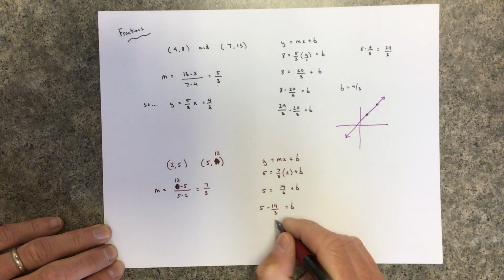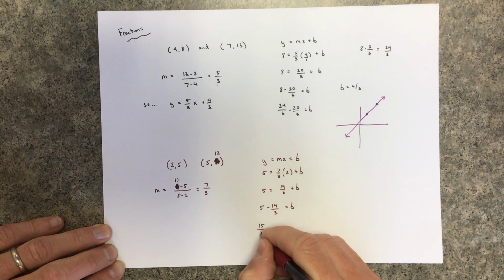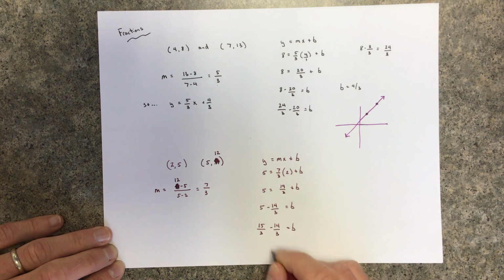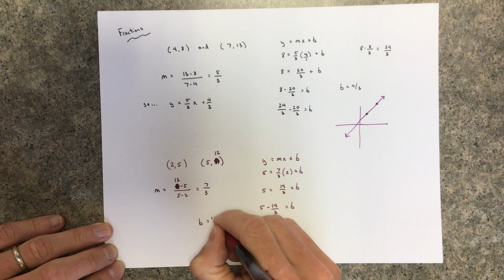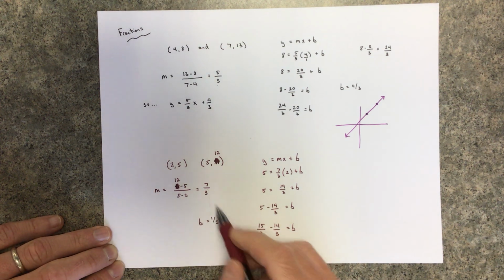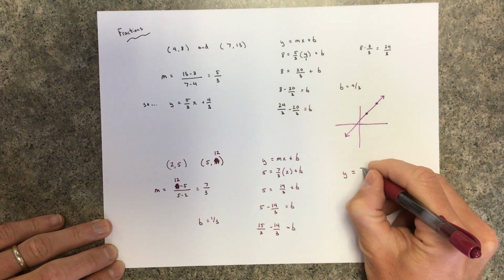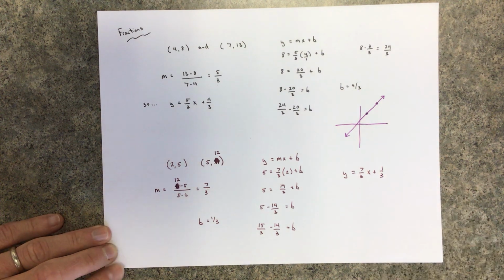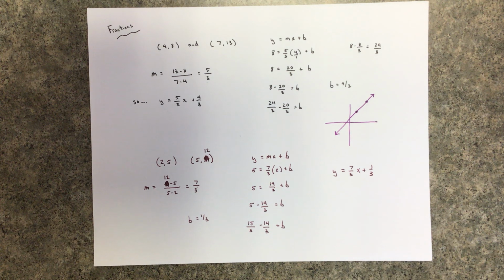I subtracted over. Now I need to make this thirds. 5 is the same thing as 15 thirds. Again, I multiplied top and bottom by 3. 15 thirds minus 14 thirds is just 1/3. So I know b is 1/3. But once I know m and I know b, I can write the equation. Y equals 7/3 x plus 1/3. Okay, those were two examples of using fractions and writing equations.